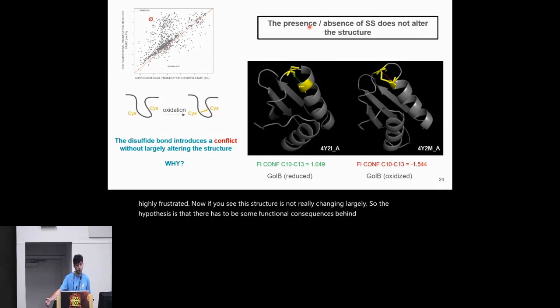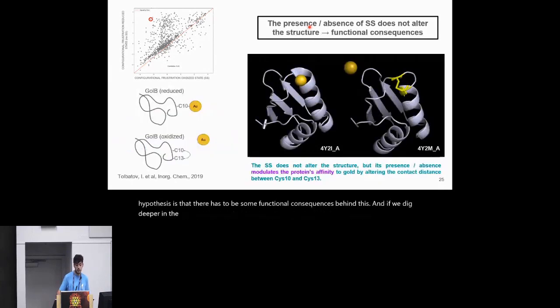And if we dig deeper in the literature, we will find out that actually this protein is only able to bind to its primary partner, which is gold, when it's reduced. And the formation of the disulfide bond, far from altering the structure drastically, is modulating the affinity of this protein towards gold and actually having some functional consequences.